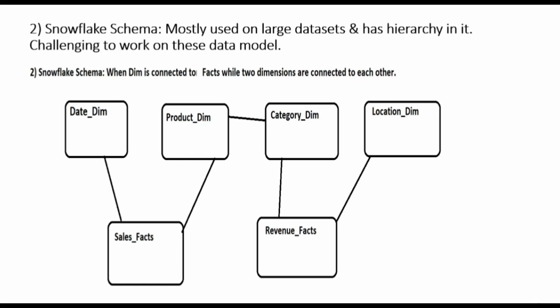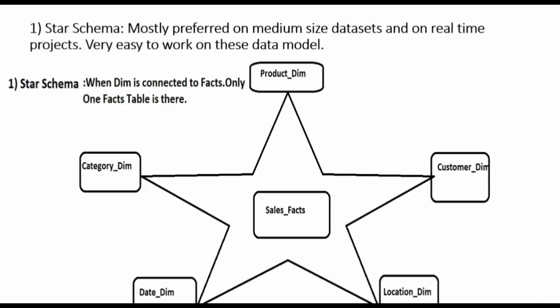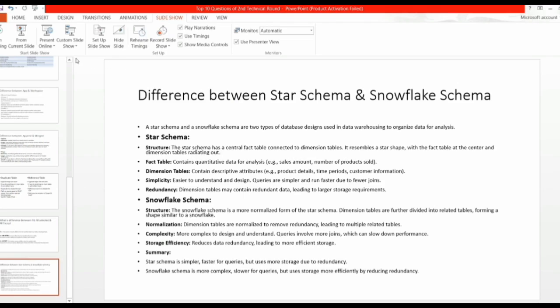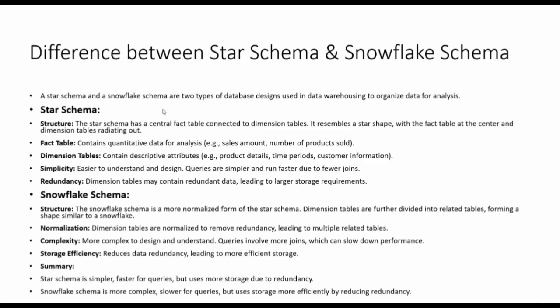You should say this in the interview: dimension and fact tables are there, and in star schema, dim is connected to fact. But when it comes to Snowflake, dim is connected to fact, but dim is also connected to dim on the basis of hierarchy. And when medium data sets are there, star schema is used, and when large data sets are there, definitely Snowflake schema is used. Even I have written here, see, star schema is simpler and faster for queries. Snowflake is more complex, slower for queries and all those things.